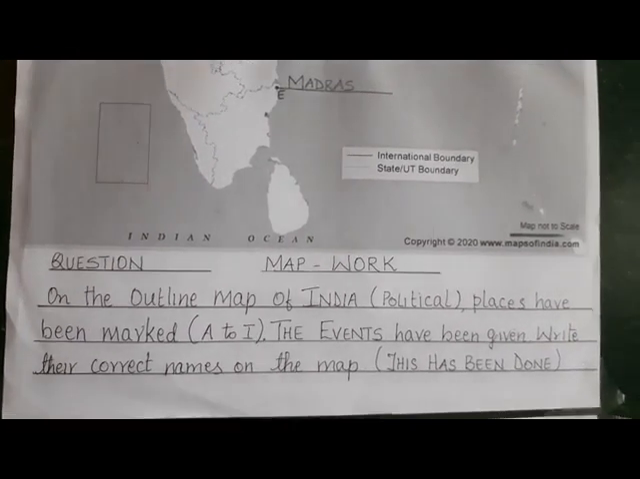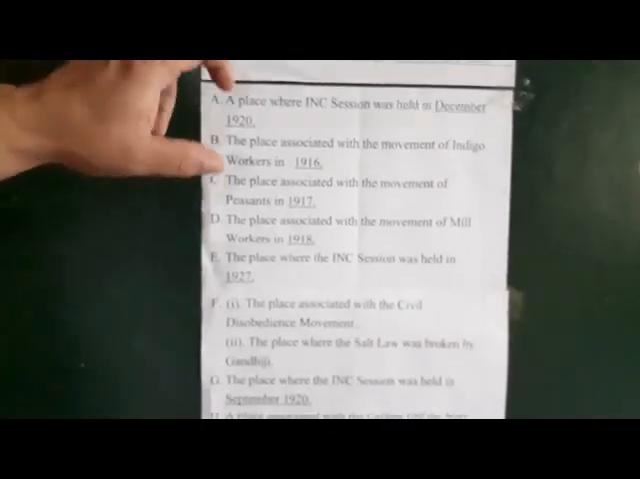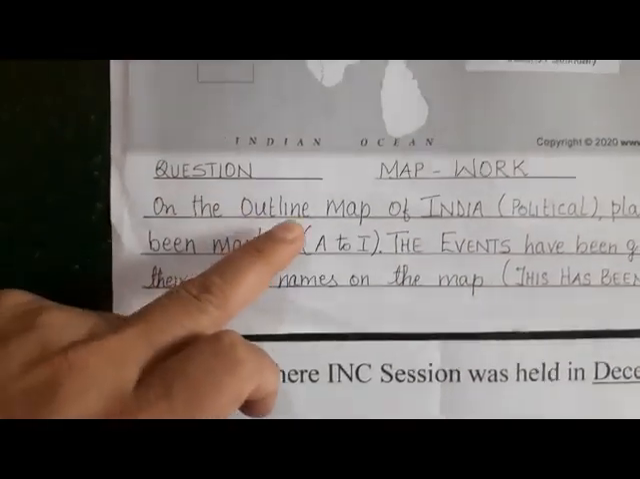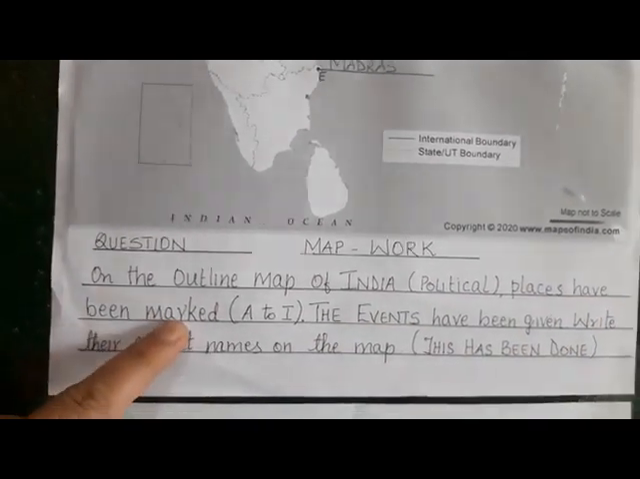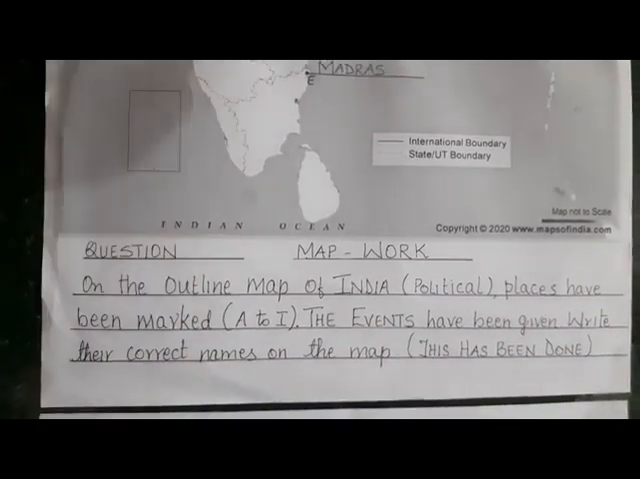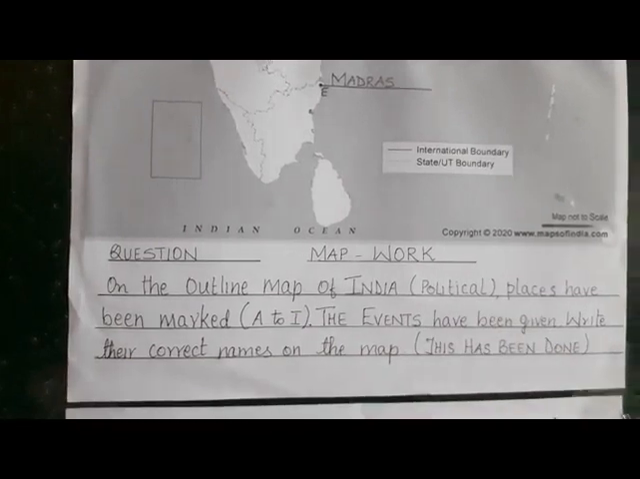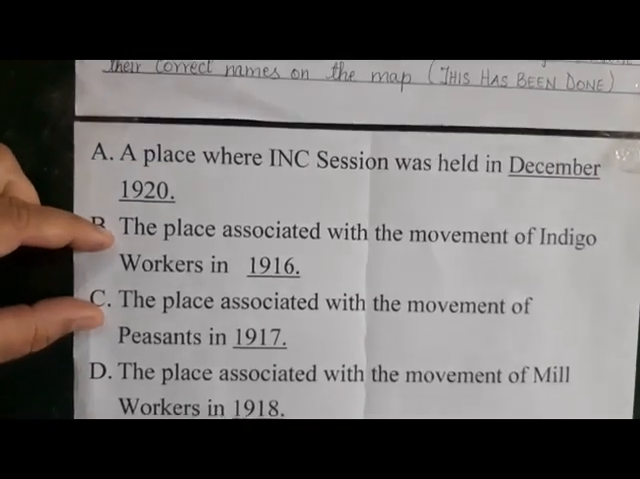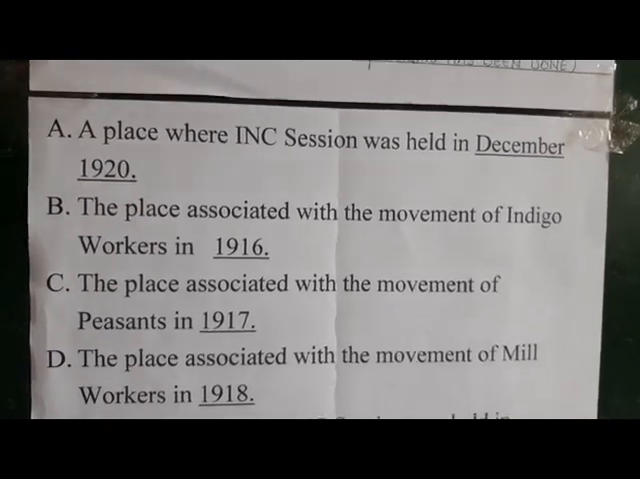I have given you 9 questions here. Right? What you have to do, read the question here. It says, on the outline map of India, the political map of India, places have been marked A to I. The events have been given. What you have to do is write the correct name on the map according to what the event says. Right? Now I have done this for you. Right? Let's go on to the first one.